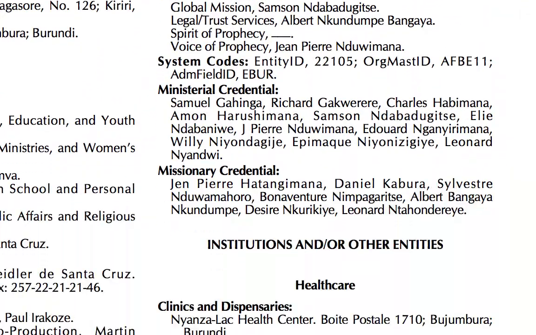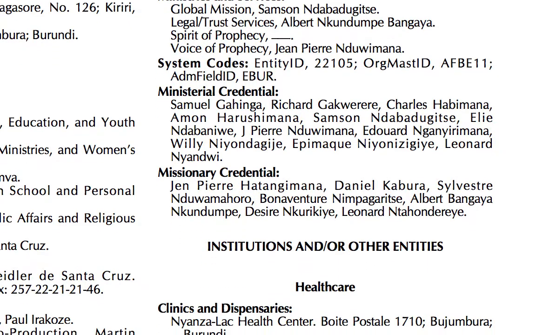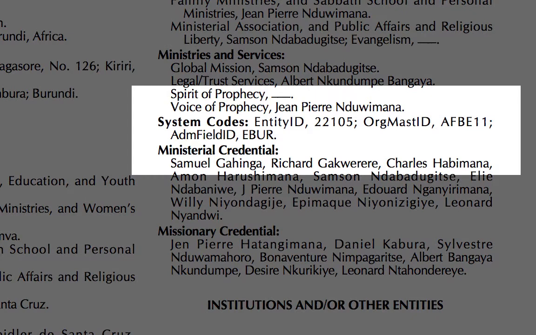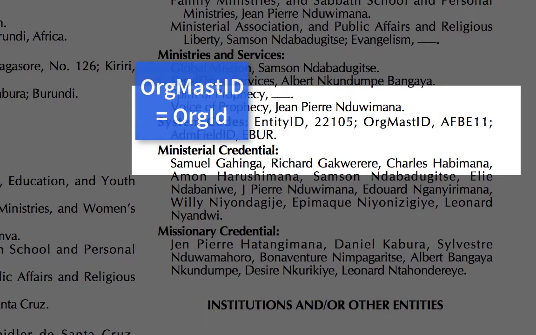If we look around in the Burundi Union Mission, somewhere there's the System Codes section. Under Org Mast ID, there's the org ID. These are assigned by Secretariat, and almost every Adventist organization has one. You just apply up through the Secretariat in your field to get an Org Mast ID assigned to an organization, and we shorten it in the SunPlus world by just saying org ID.